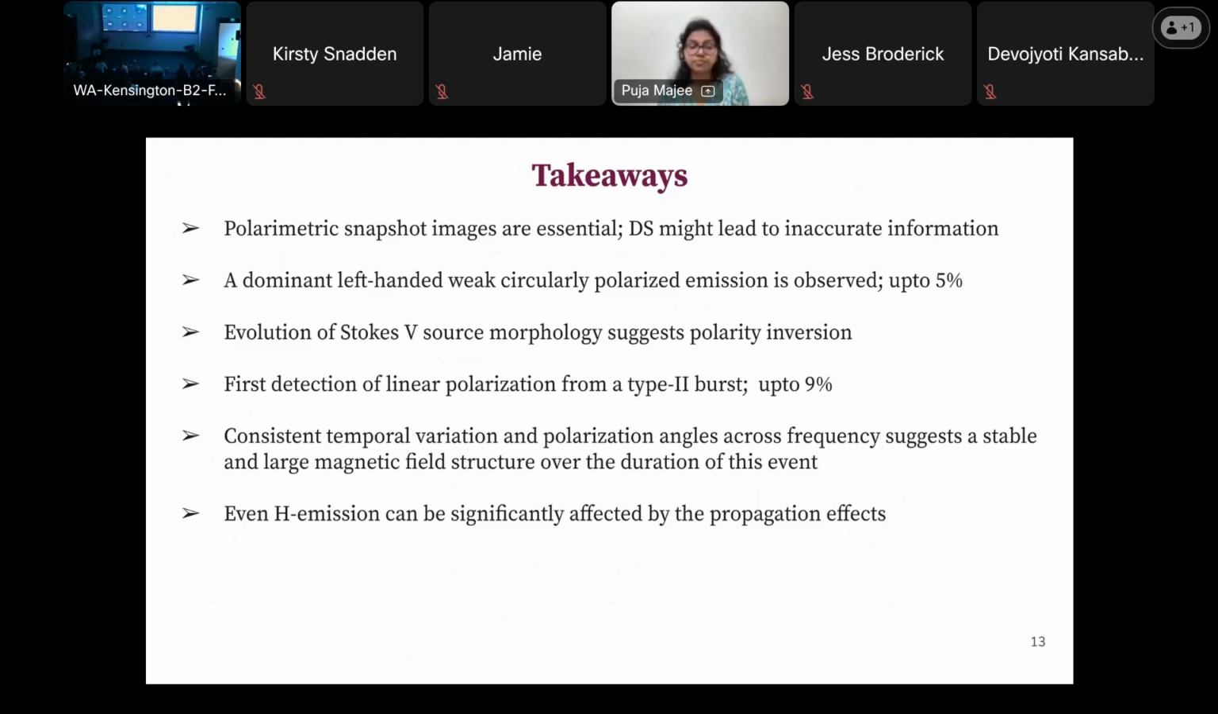Also, our expectation that the harmonic emission would have very little propagation effect may not be correct, because here we can see a lot of propagation effects even in the harmonic emission. So with that, thank you so much.